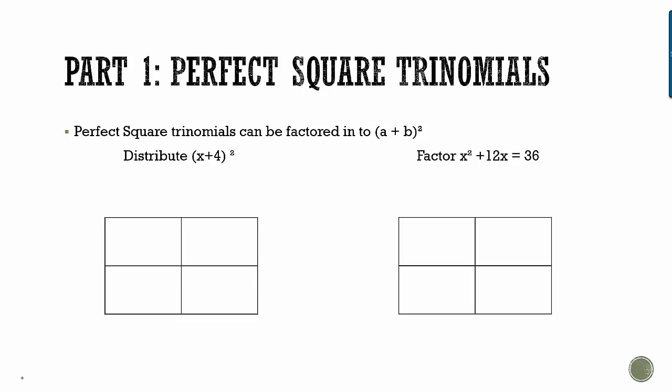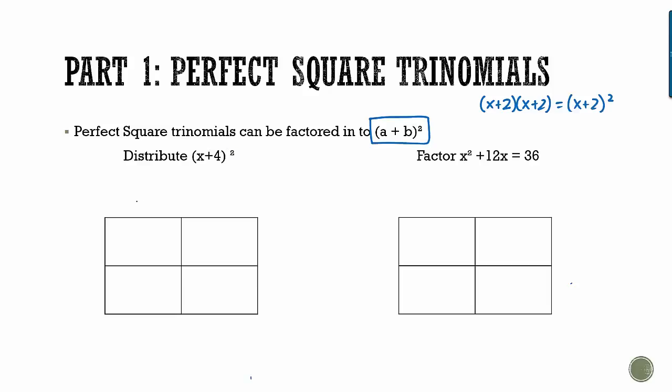We have these things called perfect square trinomials, and perfect square trinomials can be factored to look like this: something plus something else, all squared. So it would be something like x plus 2 times x plus 2, and we would rewrite that as x plus 2 all squared.